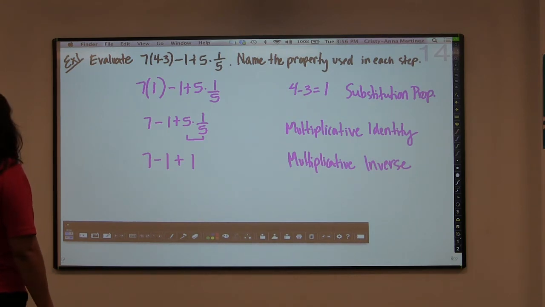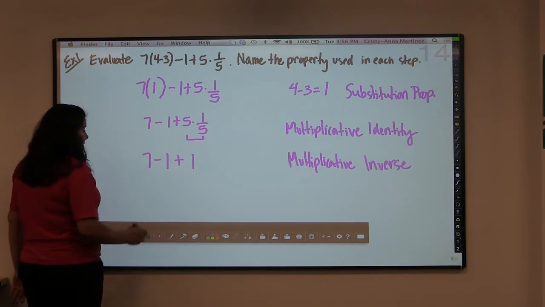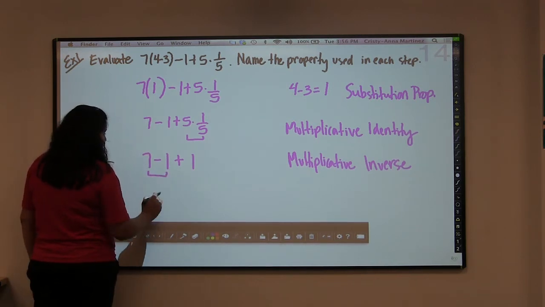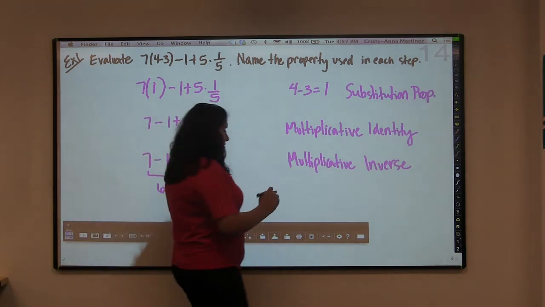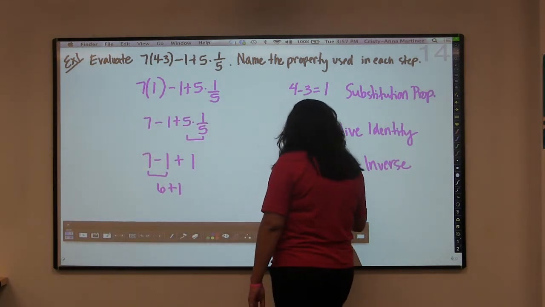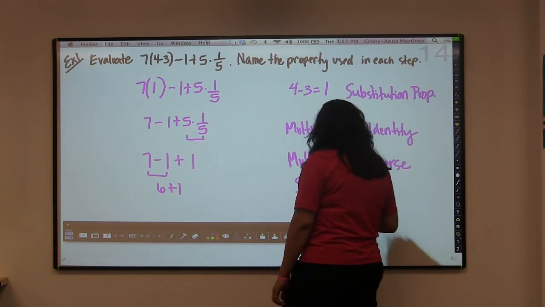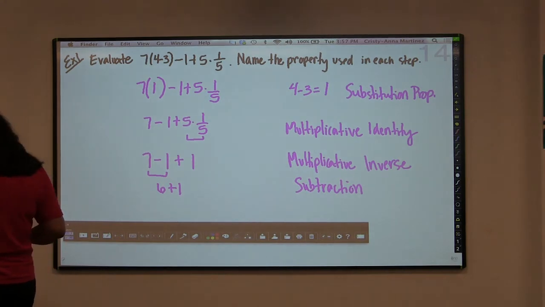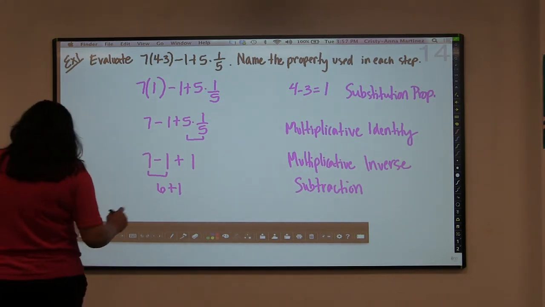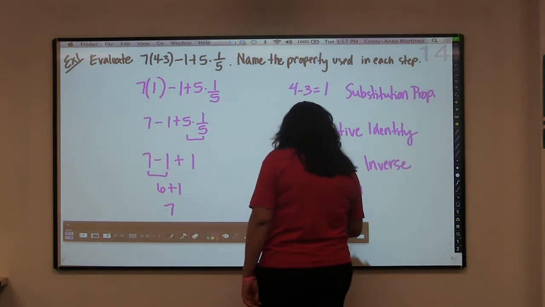Alrighty? So now after all that, we do addition and subtraction, again in order from left to right. So we're going to start right here. 7 minus 1 is 6. And that is just subtraction. And then our final step is to take the 6 and the 1 and get 7, and that is simply addition.